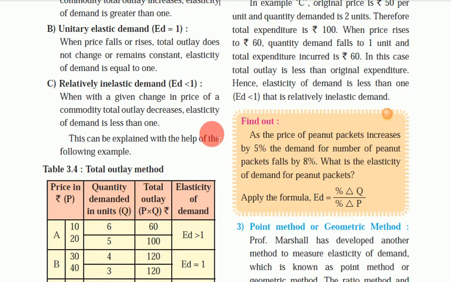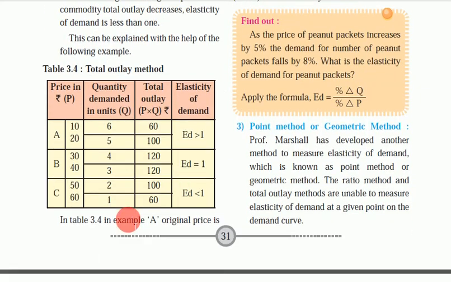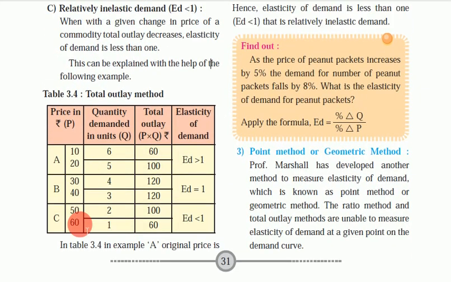And when, due to change in the price, the total outlay decreases, the previous total expenditure was 100, now it is 60, it means it decreases by rupees 40. When total outlay decreases, then we will say it is relatively inelastic demand. Elasticity of demand is less than 1.